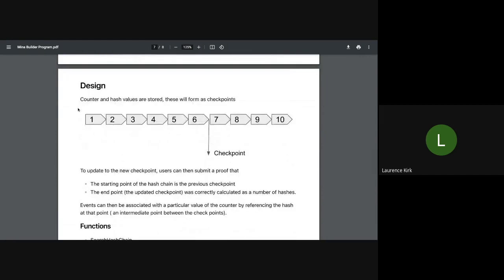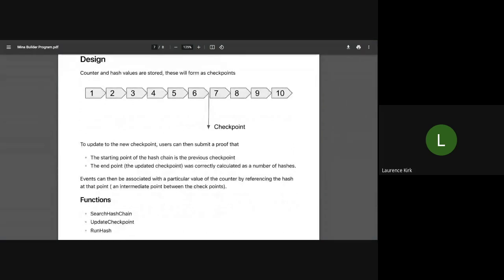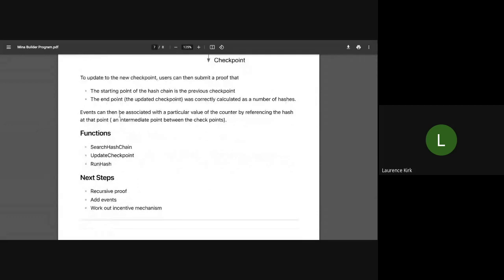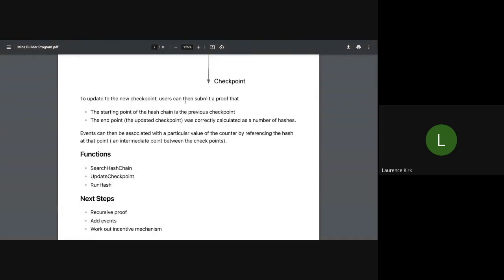So I've started writing this, and what you need to do is store a counter and some hash values, and then every so often you can do a checkpoint, and then users can update this checkpoint. But to do this, you need to submit a proof. So I was looking at getting a recursive proof into this process, to prove that this hashing and the updating of the counter and the updating of the hashes was all being done correctly, and then you'd be able to update the checkpoint.